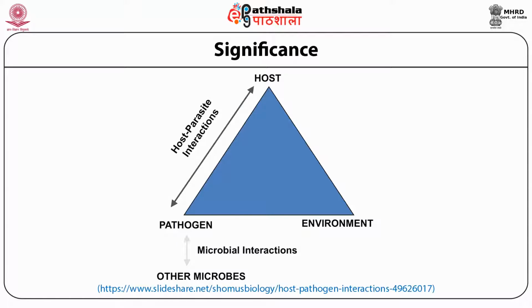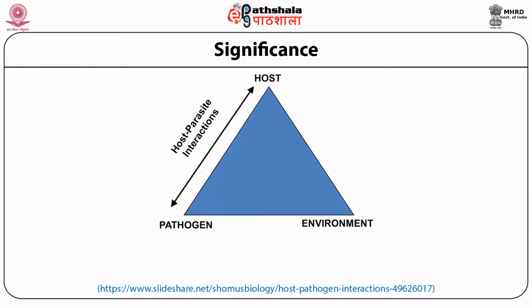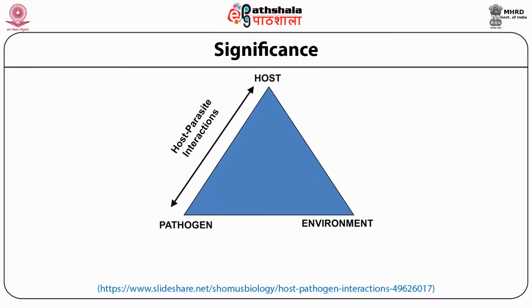In addition to this, interaction of pathogens with other microbes present in the neighborhood is also very important. How the pathogen is interacting with its neighboring microbes, and whether they are giving space to the pathogen for establishing infection, also determines whether the pathogen is able to cause disease in the host or not.